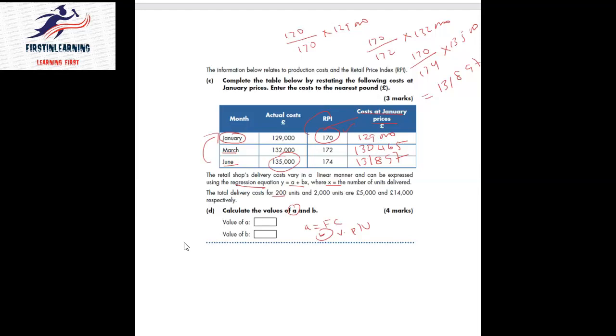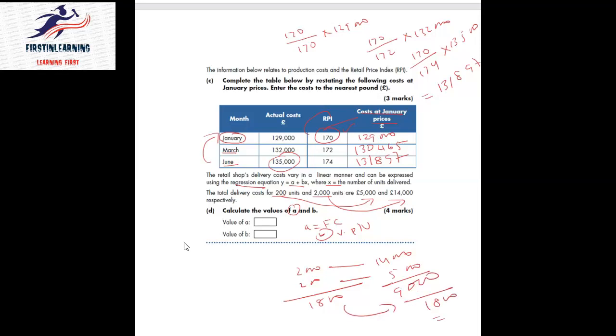So we have 200 units and 2000 units. For 200 units, the cost is 5,000. For 2000 units, the cost is 14,000. So we will do the high-low method. The difference in units is 1800, and the difference in cost is 9,000. 14,000 minus 5,000 gives you 9,000. So 9,000 divided by 1800 gives us the per unit cost, that is £5. So the variable cost per unit, that is b, is £5.